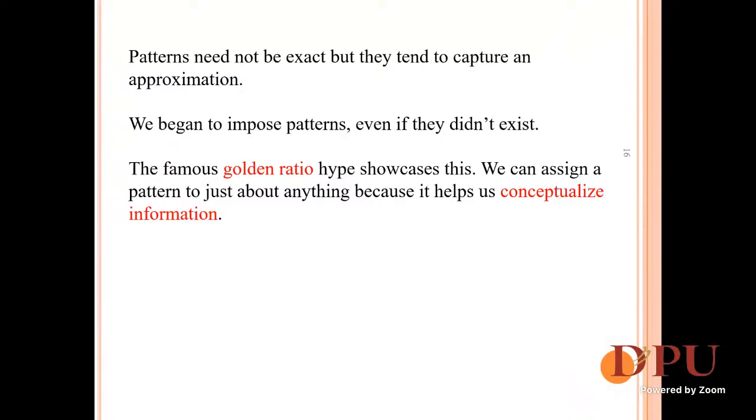Now, this famous golden ratio, what is the use of this? The use is that we try to conceptualize some information. Whenever there is a pattern, we try to store it, we try to memorize it, we try to recall something. We always try to impose some pattern so that it will be helpful for us to conceptualize the information. So that's why the underlying line is there is no such pattern. It's all about approximation. We are trying to impose some pattern so that it will be easier for anyone to conceptualize the information. That is the whole idea.